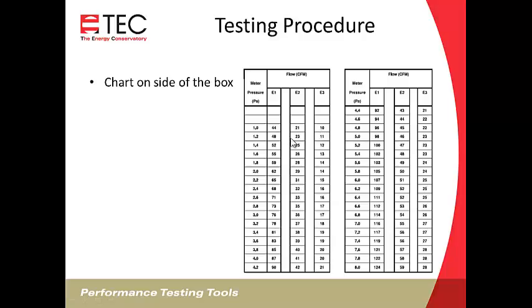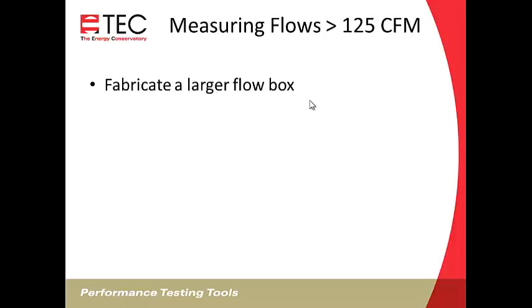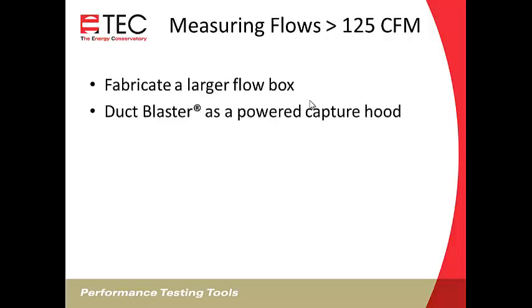E3 it'll be 10. So you'll find the pressure and then follow it across to which setting you have. For flows greater than 125 CFM, there are a few options on how you can do that. You can fabricate a larger flow box, use the Duct Blaster Fan as a powered capture hood, or a blower door pressure matching method. We'll talk about that. Many of you may not be familiar with that method, but in some situations that's an option.